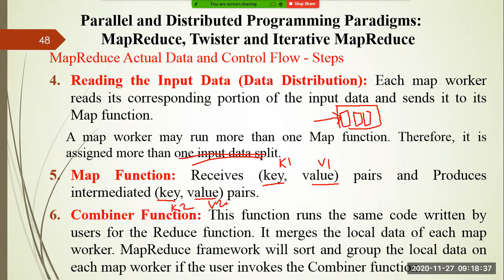Using the fork system call, you are creating multiple copies. Those multiple copies consist of your map function as well as your reduce function. So the combiner function is also doing the same thing using your reduce function. It merges the local data of each map worker. Then the MapReduce framework will sort and group the local data on each map worker if the user invokes the combiner function. You have multiple map functions generating the intermediate key value pairs. That's why you are doing the sorting and grouping.